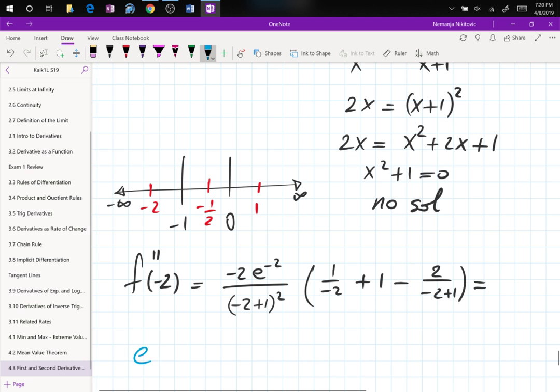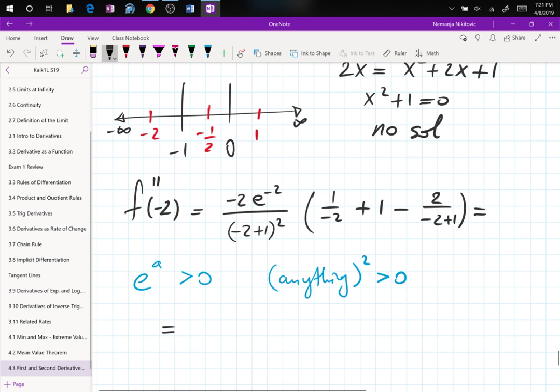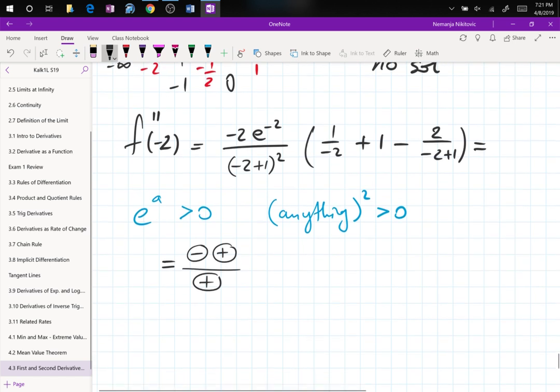E to A is always larger than 0, and anything squared is larger than 0. So those are always positive. Remember, I'm only looking for positive or negative sign. I don't care what the value is. I don't have to compute these things. If I can make an argument that the whole thing is positive or negative, there's no reason for me to compute anything. So that's exactly what I'm going to do. This is equal to negative 2 times positive e divided by the positive denominator. So the whole outcome here is negative.